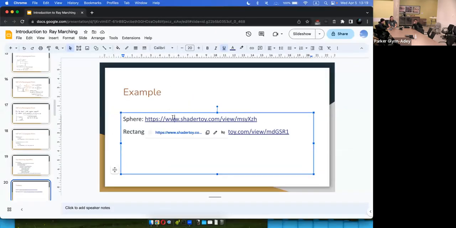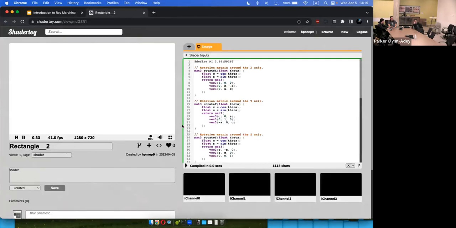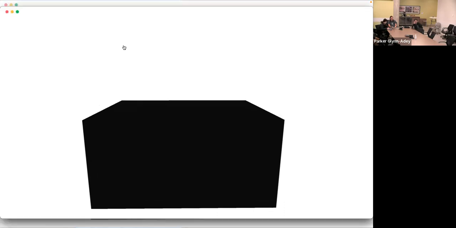So let's look at what we get here. For the first example, we have a sphere. This is a ray march sphere. You can see that if it doesn't hit, it's white. If it hits, it's black. We also have a second example, a rectangle. You can see the outline of the rectangle here. If it hits, it's black. If it misses, it's white. Cool.